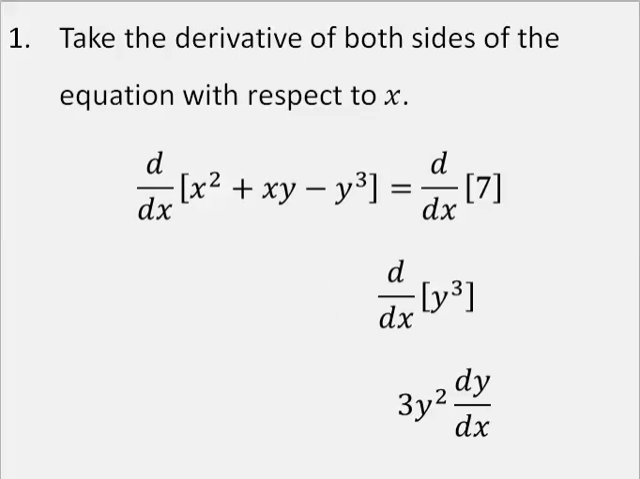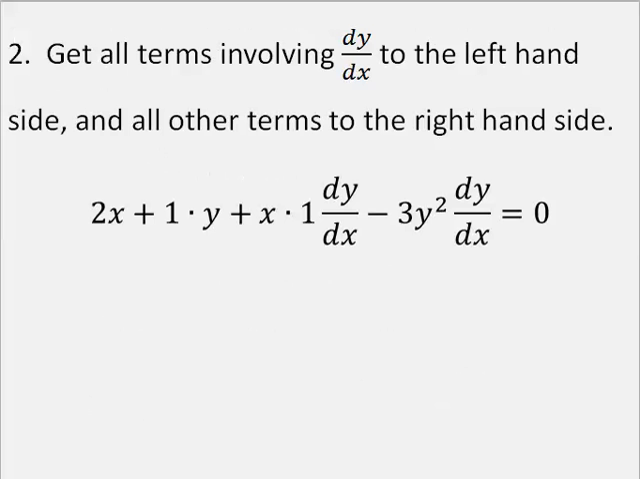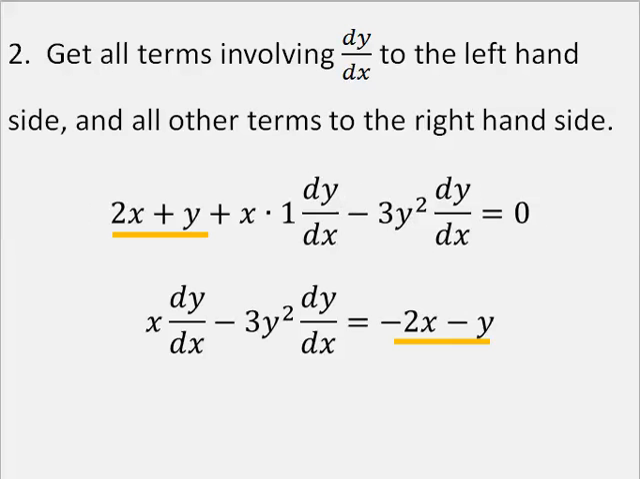The third derivative is, at this point, fairly straightforward for us. Notice that the letters don't match up, so I'm taking the derivative of y to the 3 with respect to x, getting 3y squared dy/dx. Once I've taken all my derivatives, I'm ready for step 2. Get all the dy/dx's to the left-hand side, everybody else to the right. After I do that, step 3 is to solve for dy/dx.